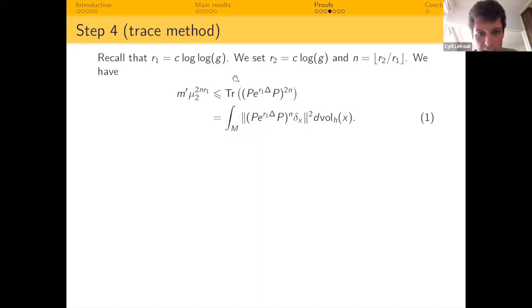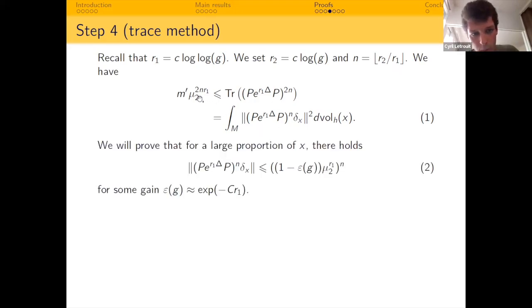And as always in these trace methods, you express the trace in two ways. On one side, you have the eigenvalues. So here, of course, you know that in this operator, by definition of M prime, you will have mu2 to the R1, which is an eigenvalue of this, repeated M prime times. You have a trivial lower bound here. And then on the right-hand side, you can express it as an integral over the manifold. And here delta x is just the Dirac mass on x, which is a point varying in M. So now, you see, we want an upper bound on M prime, so we just need an upper bound on the right-hand side. And we will prove that for a large proportion of x, we have a good bound.